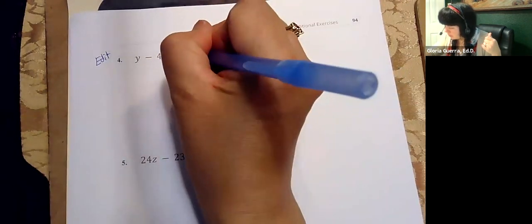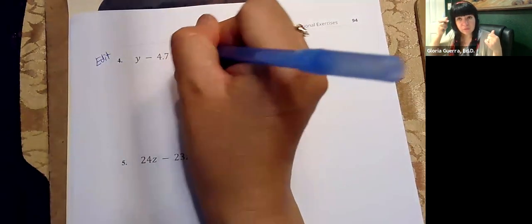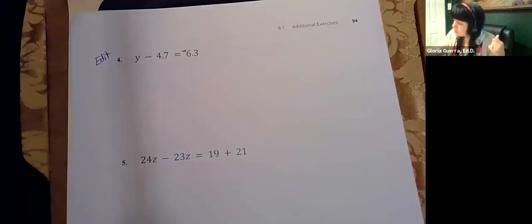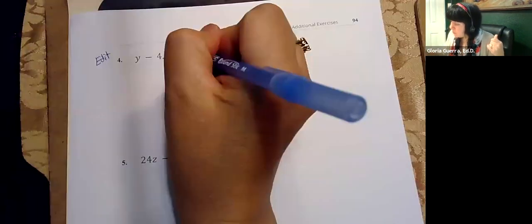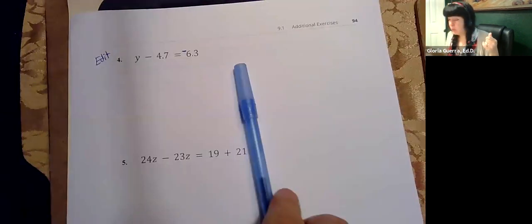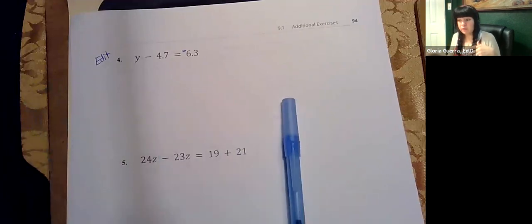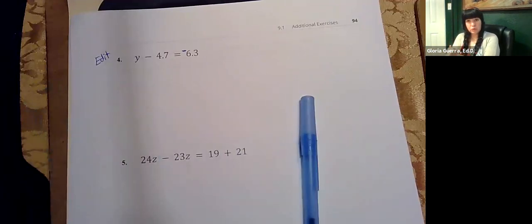So what I did on the 6 and 3/10, I made it a negative. Can you do that for me? The 6 and 3/10, make that a negative. And then go ahead and take a minute to solve that. So you can turn off the video or pause the video, solve it, and then when you're done, turn it back on. You can check your answer.